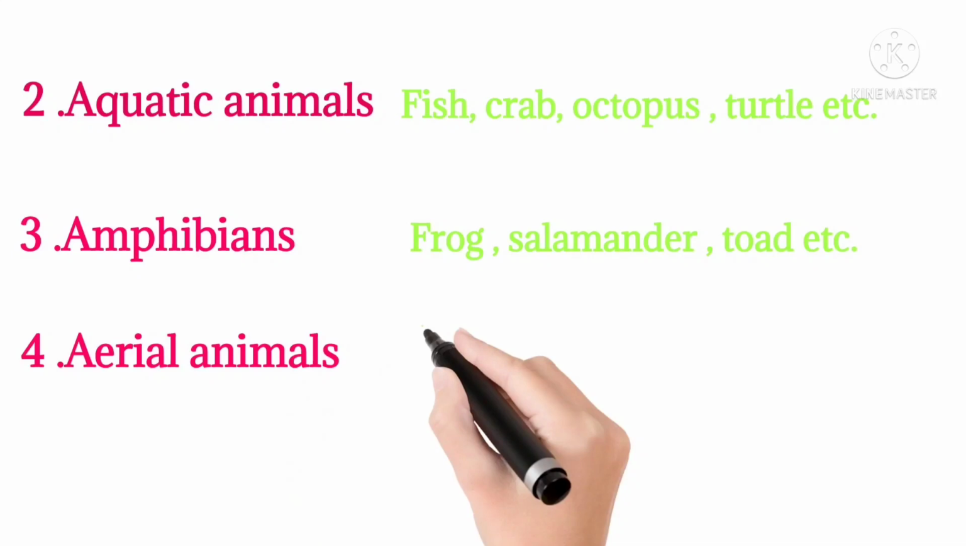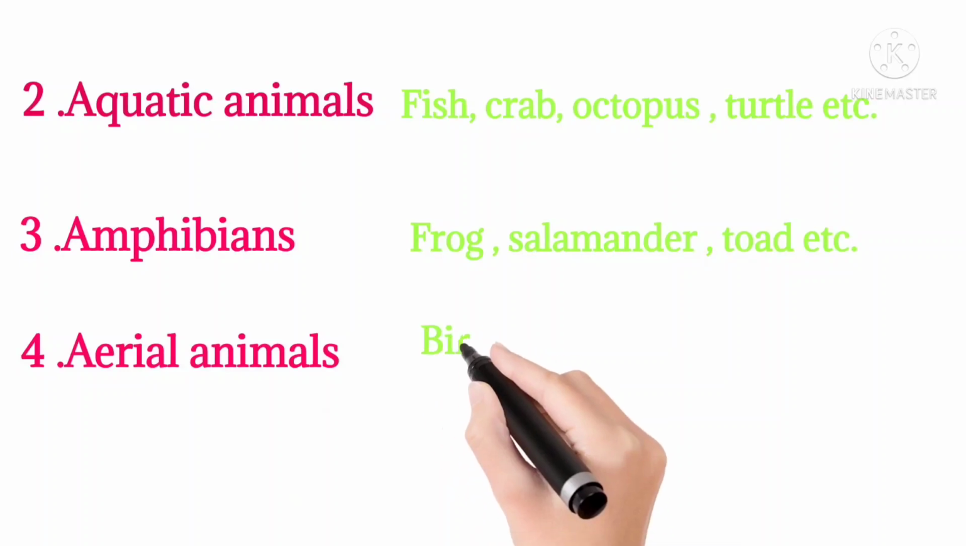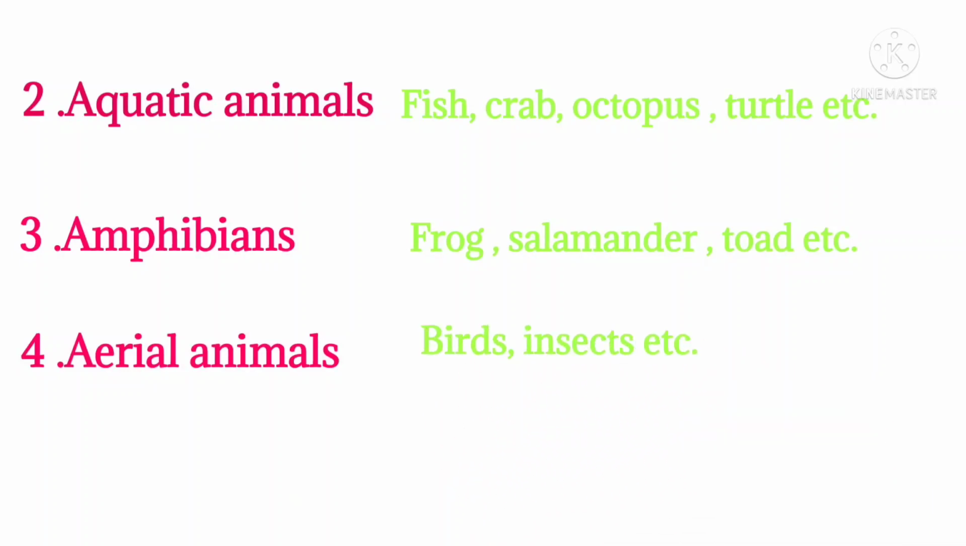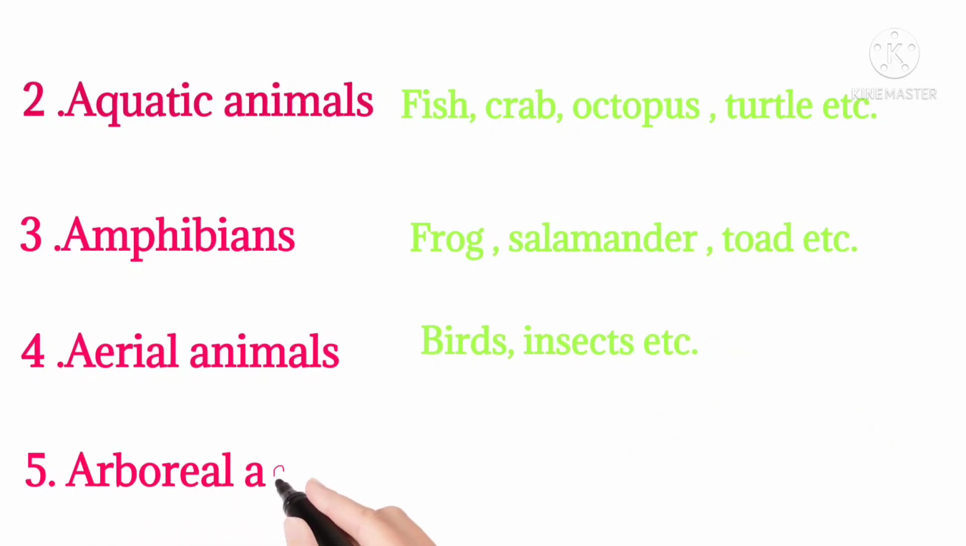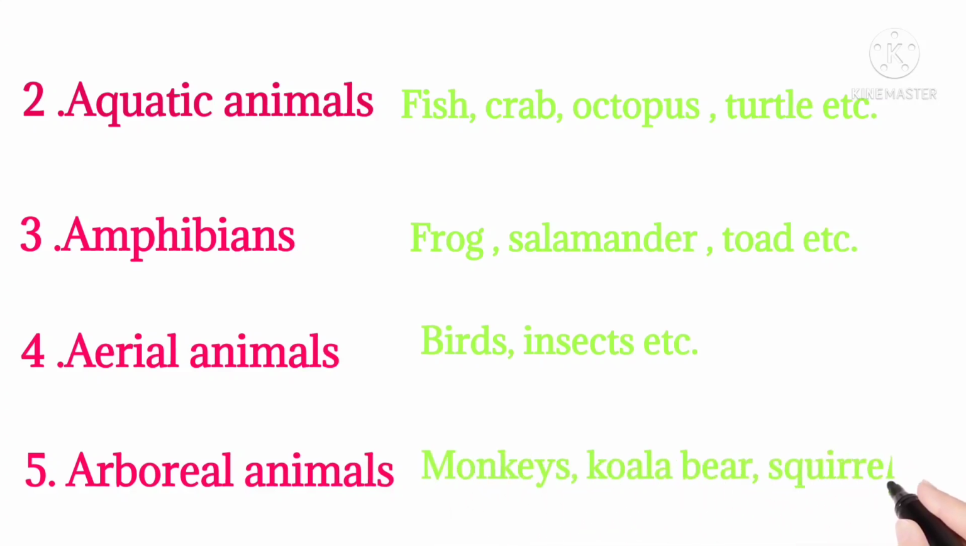Fourth, aerial animals. Animals that fly and spend a lot of time in the air are called aerial animals. Example, insects, birds, etc. They fly with the help of their wings. Last, arboreal animals. The land animals that spend most of their lifetime living on trees are called arboreal animals. Example, monkeys, koala bear, squirrel, etc.